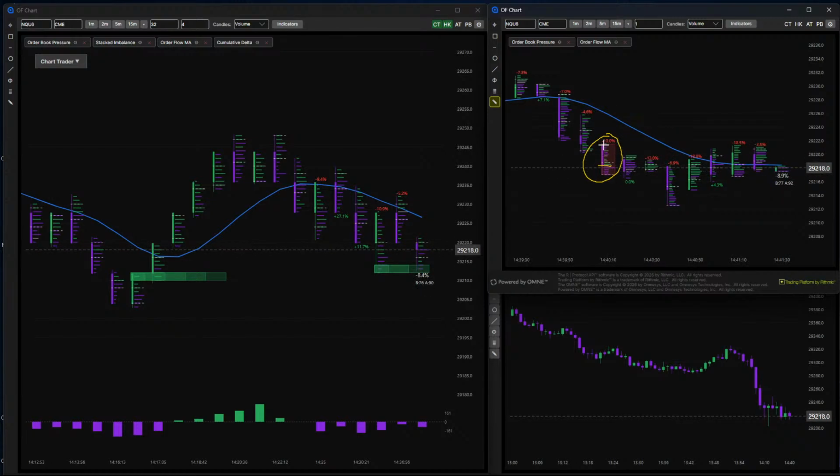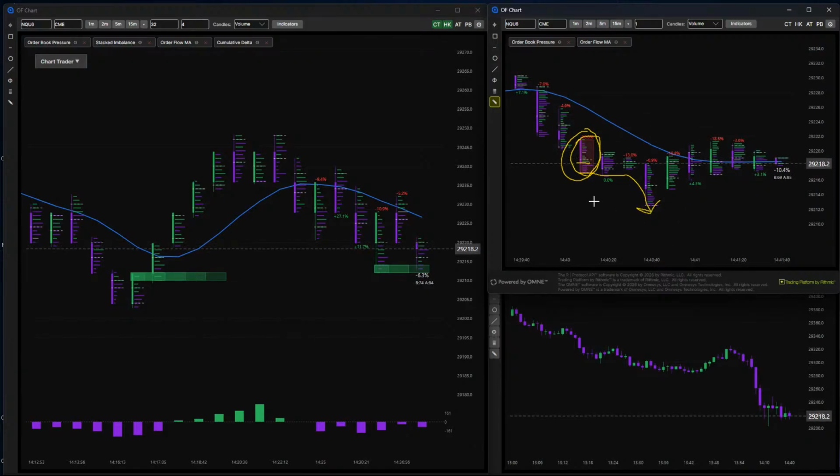So it shaded that area right here. That shaded area shaded it red. Basically what that's saying is there's pressure to the downside is what that is saying. That's all that's doing.